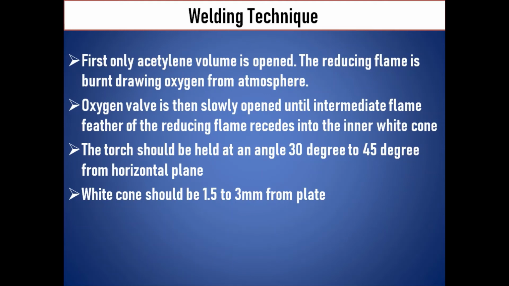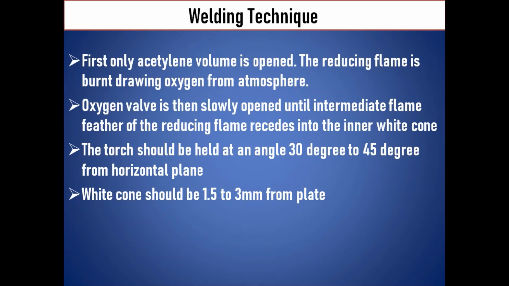In the next step, the oxygen valve will be opened. Because of the carburizing flame, there will be an intermediate flame feather due to the excess acetylene present. We open the oxygen valve until that intermediate flame feather becomes smaller and resides with the inner white cone. Until that point, we have to increase the volume of oxygen.